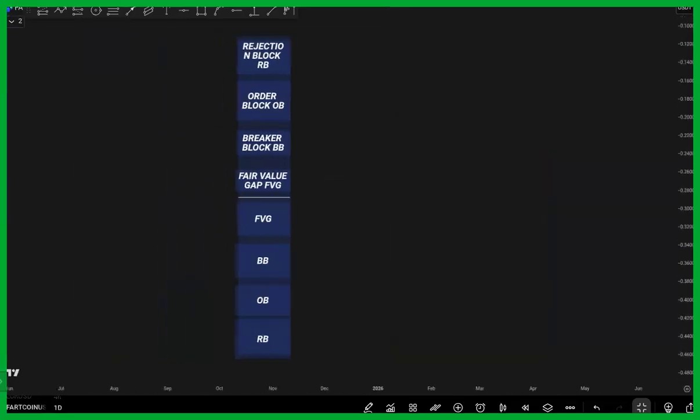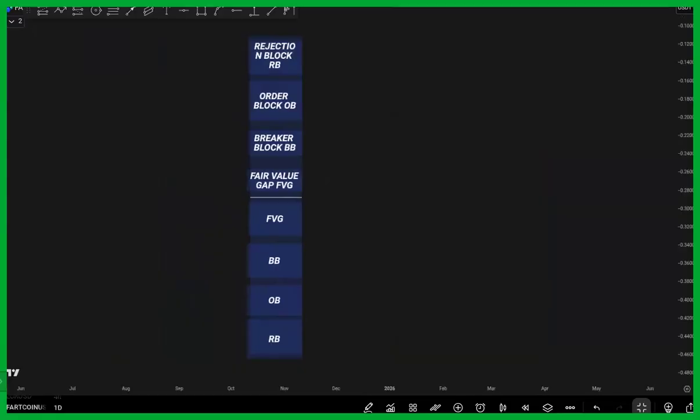In my case, I tend to not use this rejection block that much, like I told you guys earlier on. I make use of the order block and the breaker block. The only time you will most likely see me using the rejection block is in the higher time frame, and in my case, most likely the daily time frame, the weekly time frame, or the monthly time frame. That's where you will see me using rejection blocks.